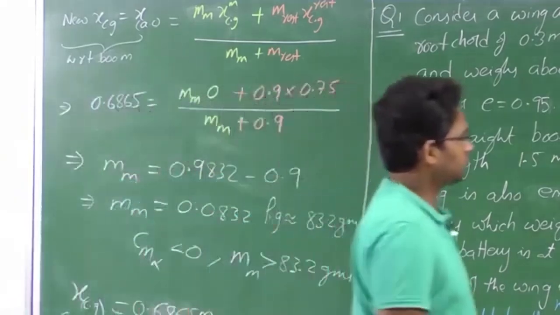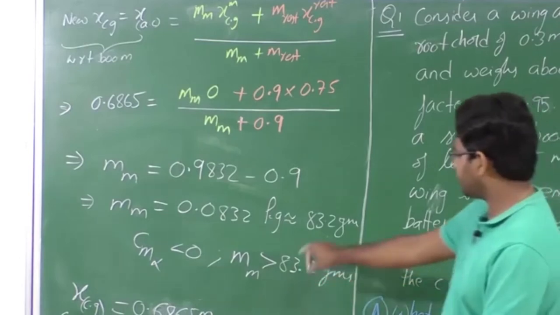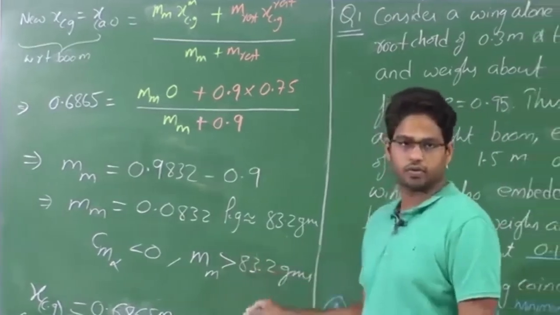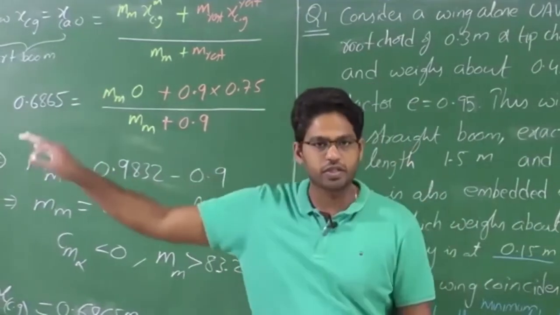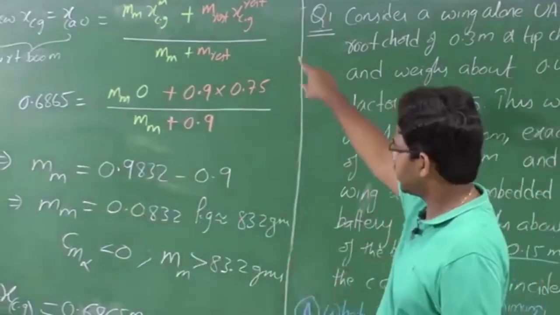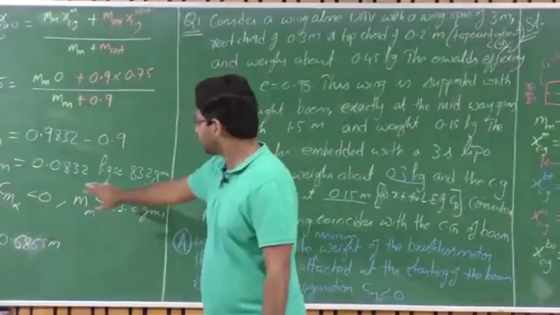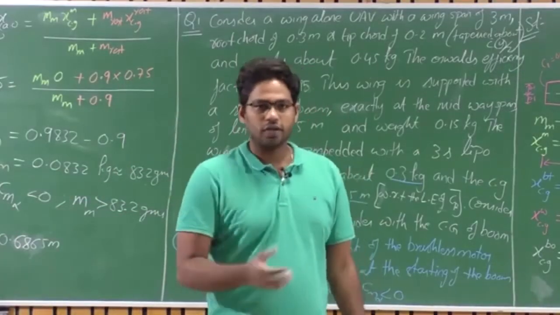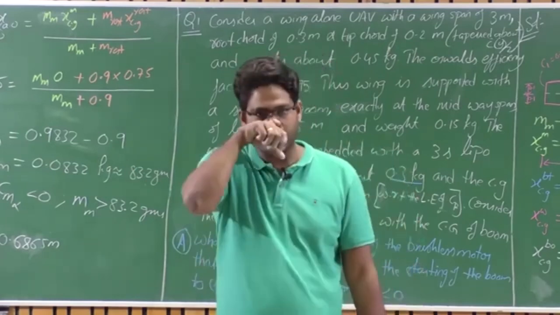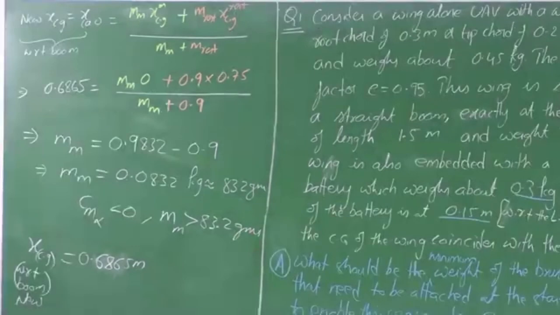Okay, is it clear? So if you take any weight more than this 83.2 grams and find the new CG location, then if you substitute that CG location and the corresponding aerodynamic center location in the equation, you will find CM alpha is negative. That is how you are shifting the CG ahead of the aerodynamic center. So this is the motor that we require. Okay, we can solve the second problem now.